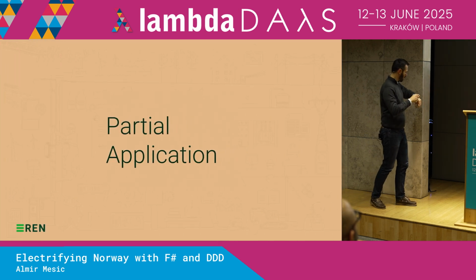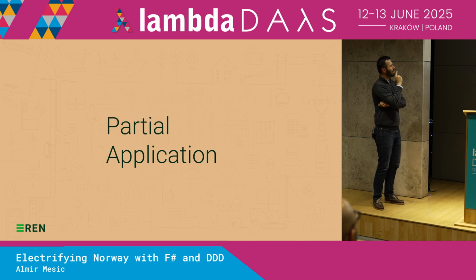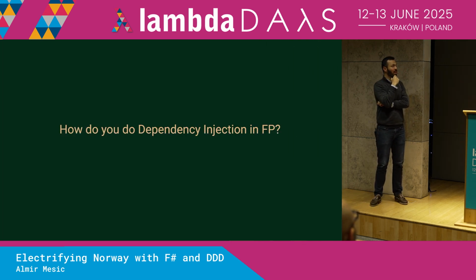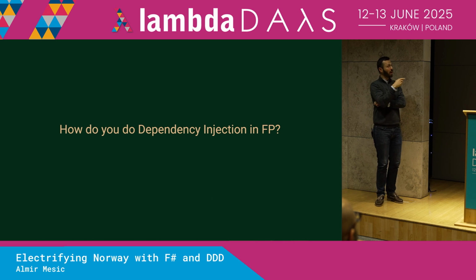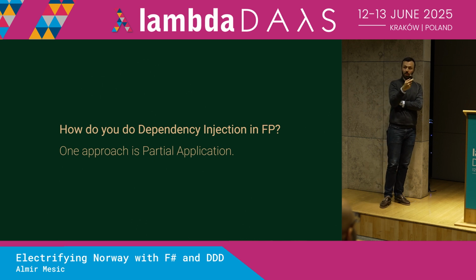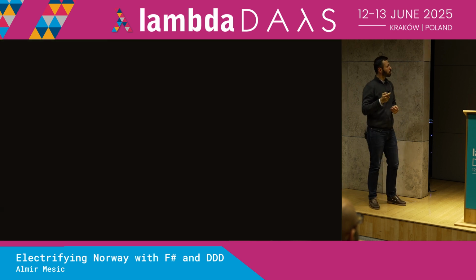Okay, I think this is my last content or last slide. I'm going to mention a bit about partial application. I don't know about you, but quite often the question I get when I say I do F# instead of C# is, how do you do dependency injection in FP, or F# in this case? There are obviously many ways to do it, right? But one approach is partial application. It's very straightforward. There's no magic. It's just purely applying the dependency you want.